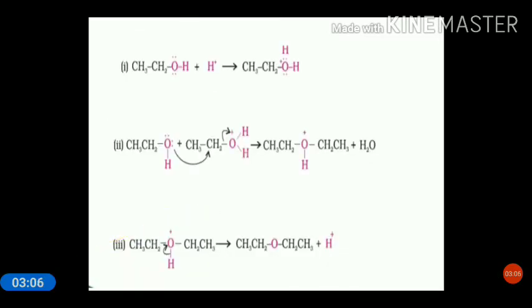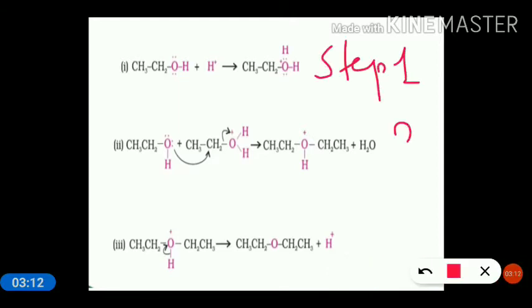Here you can see a 3-step process. Step 1, step 2 and step 3. In step 1, a hydrogen ion comes from sulfuric acid and forms a bond with oxygen. Lone pair of electrons are there on oxygen, so it will form the bond and oxygen acquires a positive charge. So there is a formation of oxonium ion. This is the oxonium ion. We can also call this protonated alcohol.